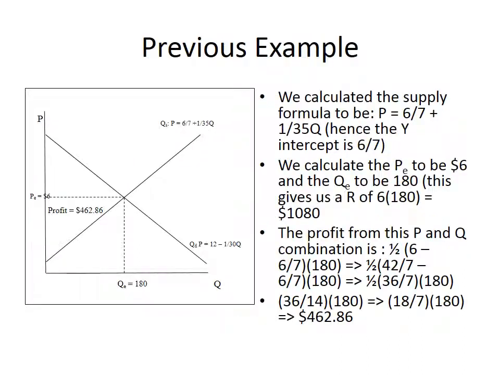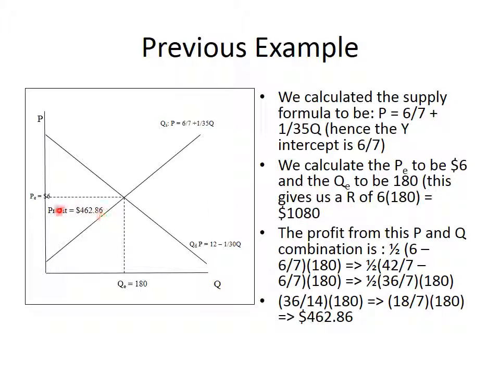Now let's go back to our ongoing example of the fish sandwich, because now, after all this time, I'm rather desperate to figure out exactly how much profit my little tavern's making off its fish sandwiches. We calculated the supply formula. We calculated the demand formula. And we calculated from this formula just earlier in this lecture that our equilibrium price would be $6 and our equilibrium quantity would be 180.